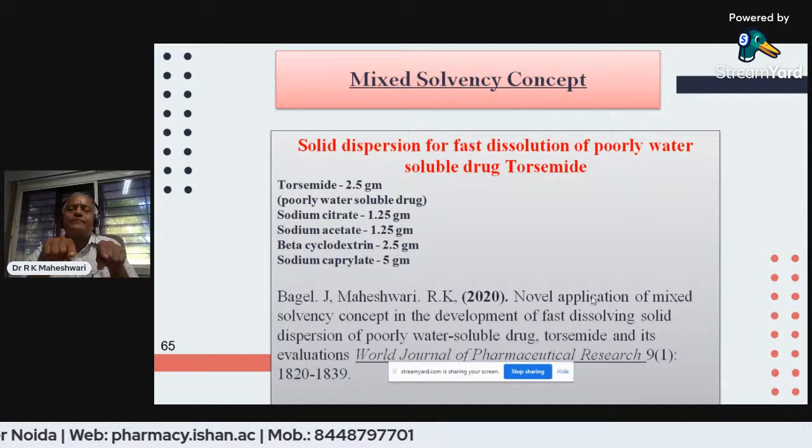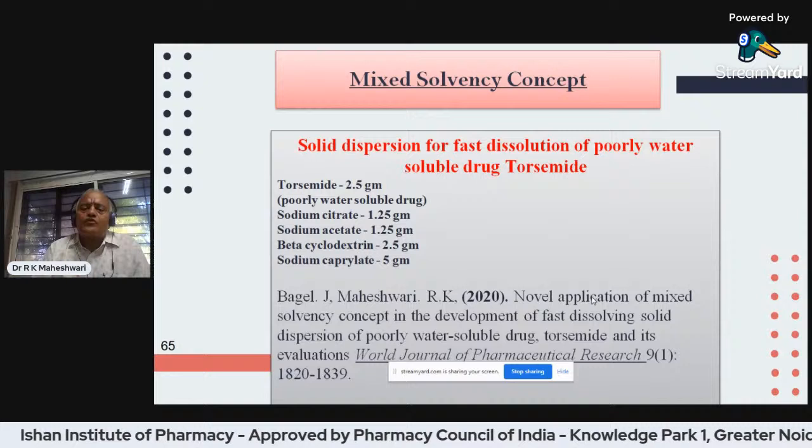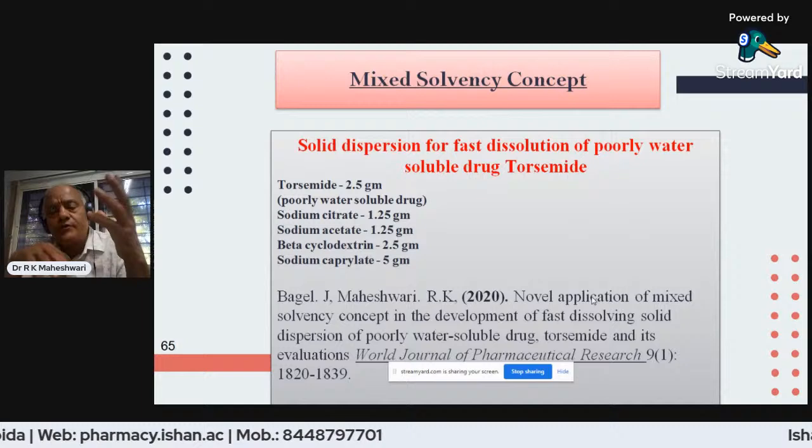Published paper references are before you. Okay, so after dissolution of these additives, furosemide was dissolved, water was evaporated out, it was dried and sifted through a fine sieve, so you get a solid dispersion, and there is fast dissolution of the drug like this. Of course, those who need the soft copy of the M.Pharm thesis, I can send the soft copy of the thesis also for you if you are interested to carry out such work.